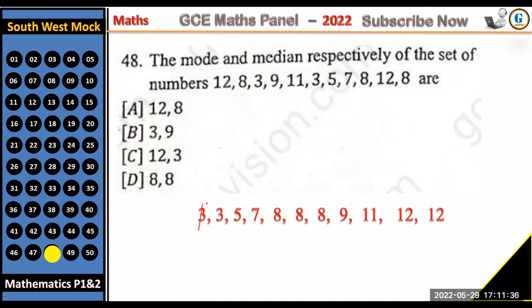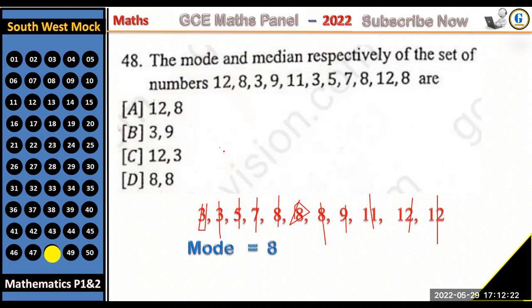So we count 1, 2, 3, 4, 5. All right, so there will be 5 on the left. Now on the right, 1, 2, 3, 4, 5. So 5, 5. This one is standing alone, right? So this is the median. And now what is the mode? The mode here is 8 also because we have 8 occurring 3 times. So the mode is 8, the median is 8.